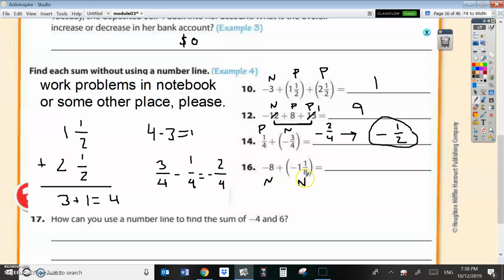Negative here, negative here. Add the whole numbers. So negative 9 and 1/8. How can you use a number line to find the sum of negative 4 and 6? Well, here's negative 4. Here's 0. 1, 2, 3, 4. Negative 4, that's negative, and 6 is positive. So start at the negative 4 and go up 1, 2, 3, 4, 5, 6. That's supposed to be an arrow to 2.